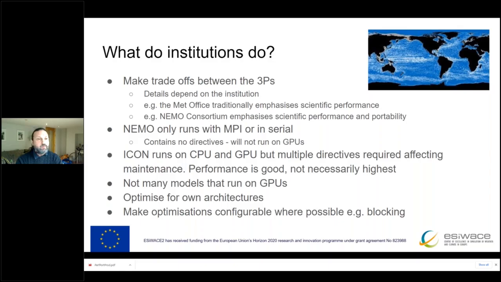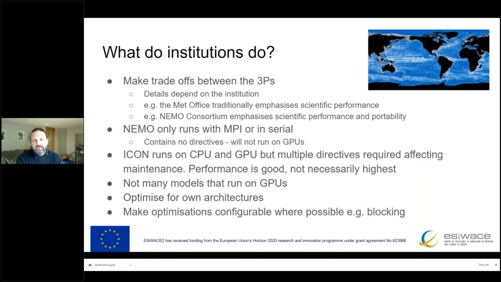Whereas ICON, they've made a slightly different decision that runs both on CPUs and GPUs, but as I said before, that requires multiple directives, which can potentially affect maintenance. And they've gone for what I would argue is good performance, but not necessarily the highest, because they try to keep the same source code as much as possible.